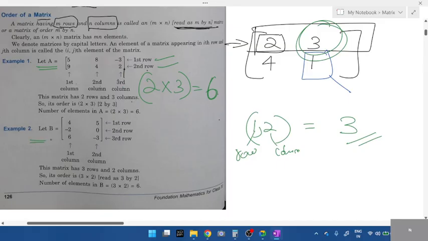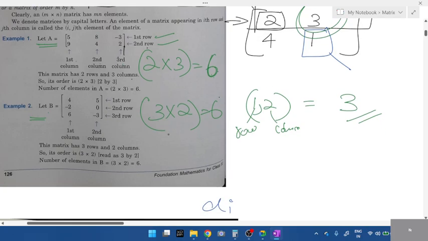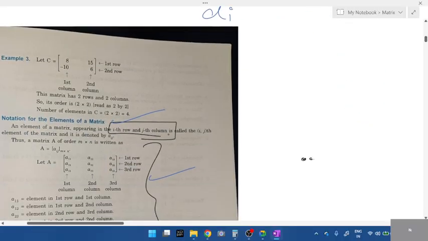Look at example 2. Let B. They have given values. We have 3 rows and 2 columns. So the order of the matrix, with respect to row, you write 3 multiplied by 2. Look, the number of elements is the same, students. For example 1 and example 2, A and B matrix, the number of elements is 6, but their orders are not the same. For the first one it is 2 into 3, for the second one it is 3 into 2. So remember this, first we always give preference for row.